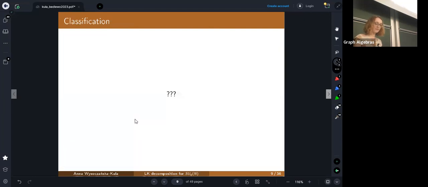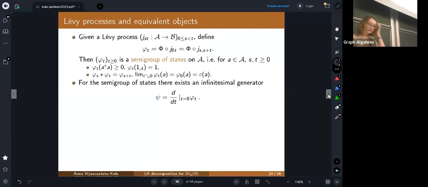Yeah, thank you. So now we would like to have also a classification of all these Lévy processes for a given star-bialgebra, which is our question. In general, it would be very difficult. But exactly as in the classical situation, we try to associate to a Lévy process something like a generator, and we will try to describe all these generators.